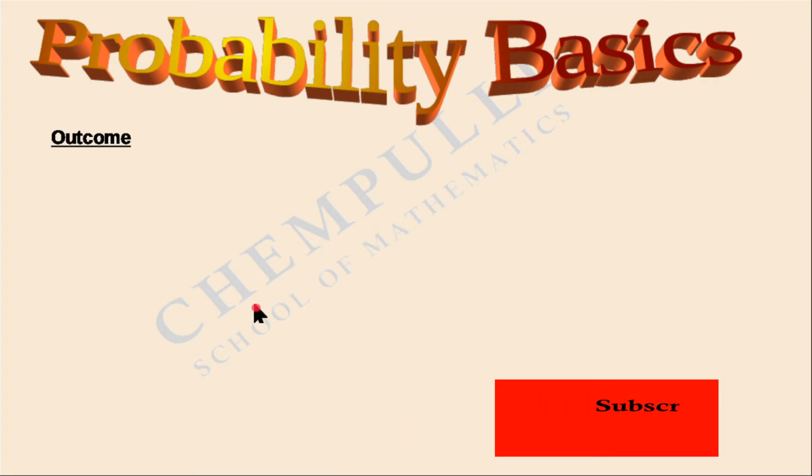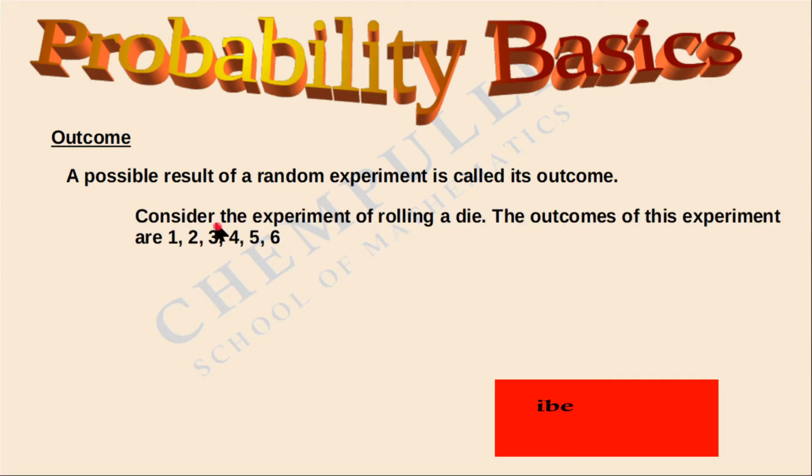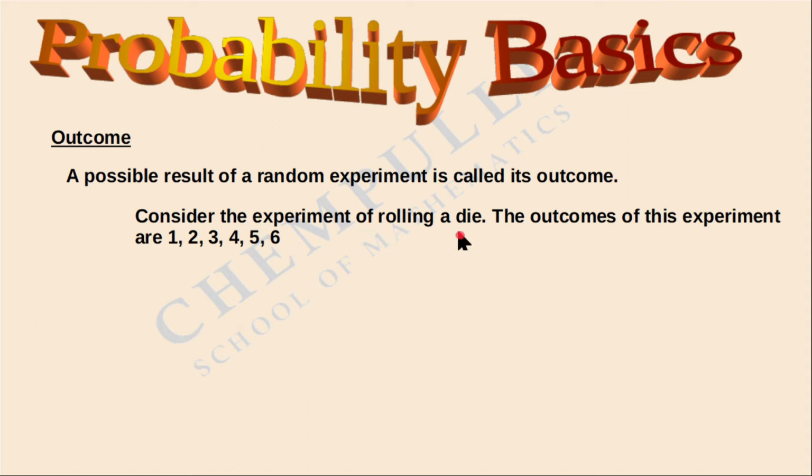The next, outcome. A possible result of a random experiment is called its outcome. So one example, consider the experiment of rolling a die. In the case of rolling a die, how many faces are there? 6 faces. So the results are 1, 2, 3, 4, 5, 6. These results are called outcomes. That is, the outcomes of this experiment are 1, 2, 3, 4, 5, 6.